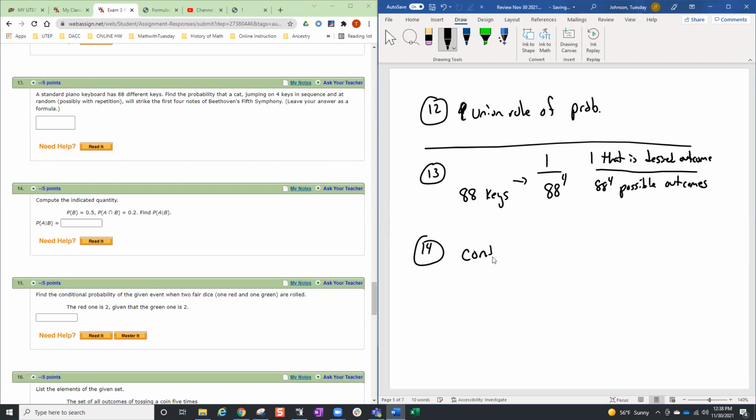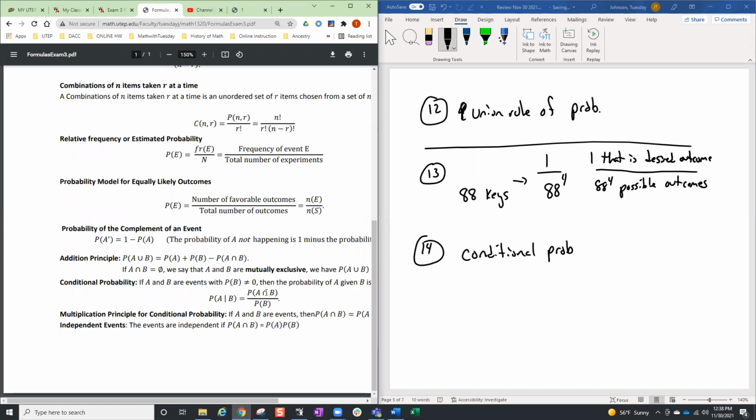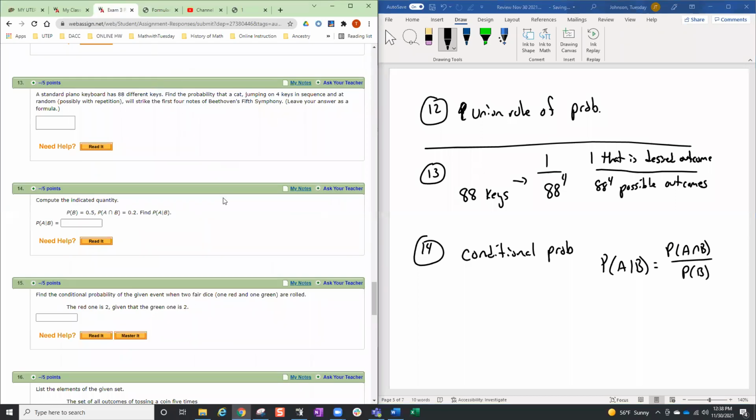Number 14 is the conditional probability. And maybe you have that formula memorized, maybe you don't, but it's on the formula sheet. All right, if it's on the formula sheet, we can work it out. Because we are given the probability of B is 0.5. The probability of the intersection is 0.2. I want to find probability of A given B. Fantastic. It turns out to be 0.2 over 0.5, which is 2/5. And if you prefer, you could write that as a decimal.